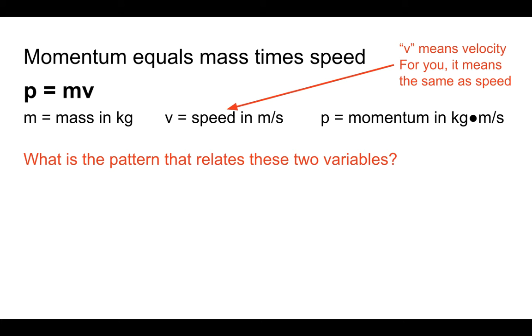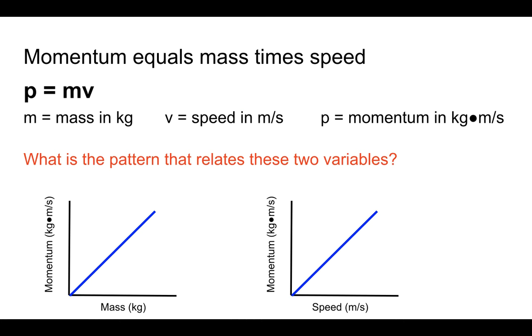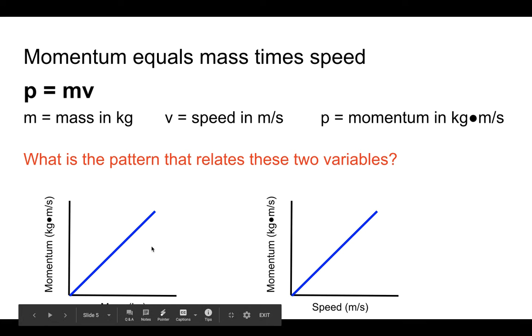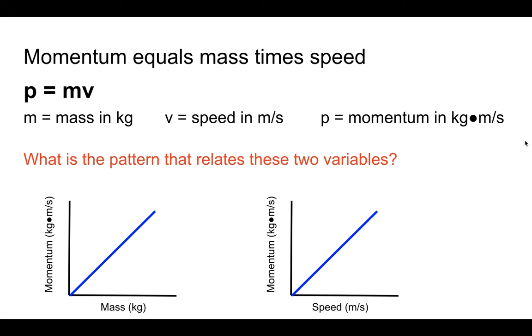So we want to think about the pattern that relates these two variables, mass and speed, to momentum. So you can see here as the mass increases, follow my mouse down here, as the mass increases, momentum increases in what sort of pattern? And then we've got the speed increasing on this graph and the momentum increasing in what kind of pattern? So what kind of pattern is this? You learned this pattern earlier in the year. Think about it. All right, hopefully you recall that this is a linear pattern and that mass and momentum as well as speed and momentum have linear relationships to each other.